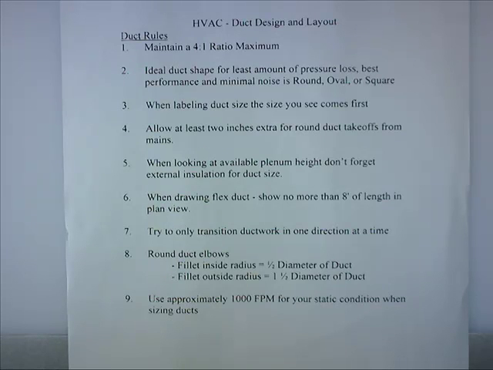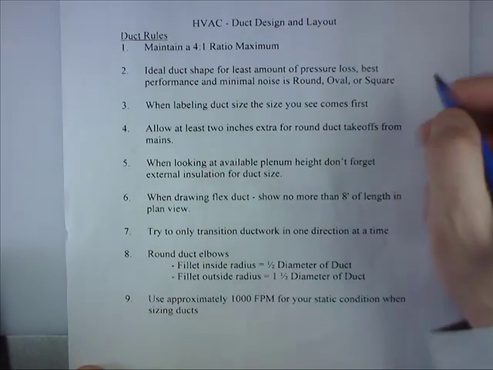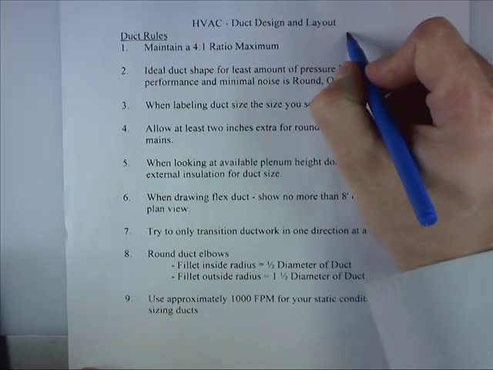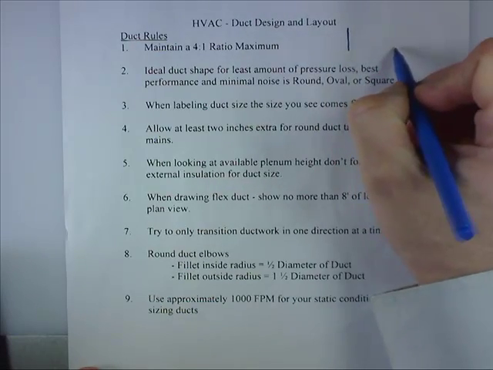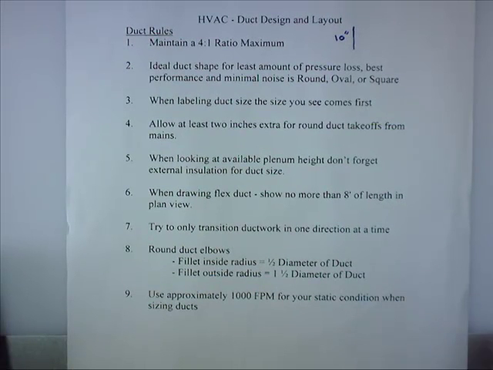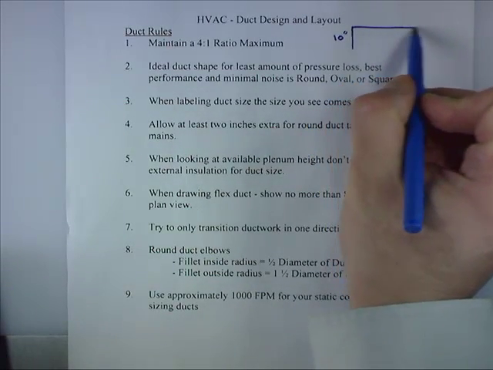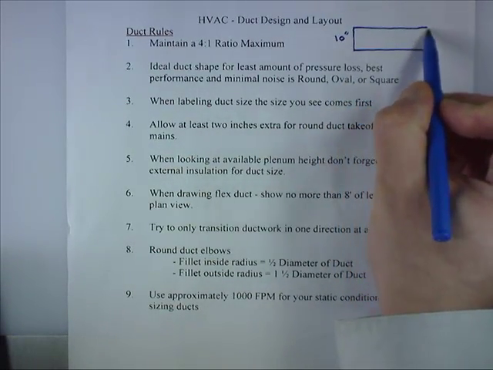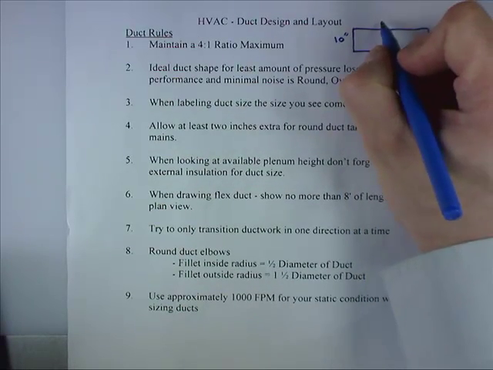So just to give you an example of this, if I was going to be doing a ductwork layout and I know that the height of my ductwork is, we'll say, 10 inches to make it easy. So the height of the ductwork is 10 inches. A 4:1 ratio, the widest that could be and still maintain a 4:1 ratio would be 4 times 10, or 40 inches wide.